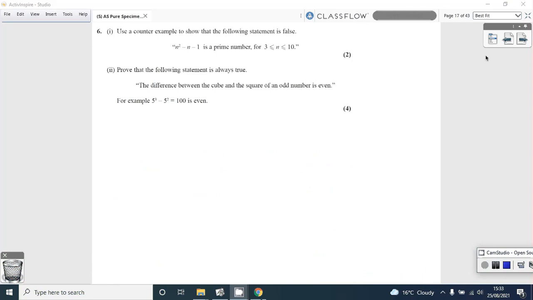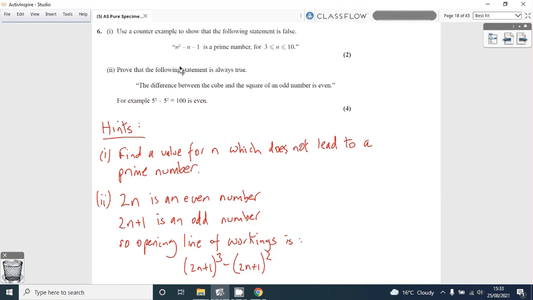Question 6. So pause now if you want to have a go before the hint. So here's the hint. For part A, you've just got to find a value for n between 3 and 10 that, when you substitute it into this, you don't get a prime number. Okay, so that's what we need to do for part 1.